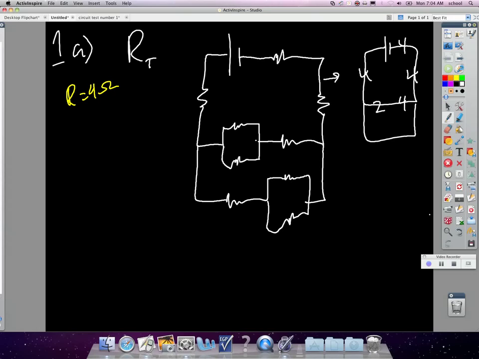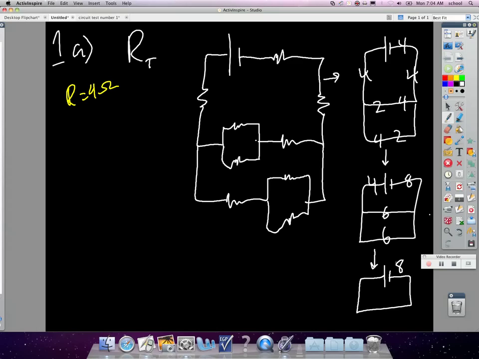And now I can do this. 6, 6, 8, 4. I can do this. 8, 4, 3, and then finally the last one. 15 ohms total resistance.